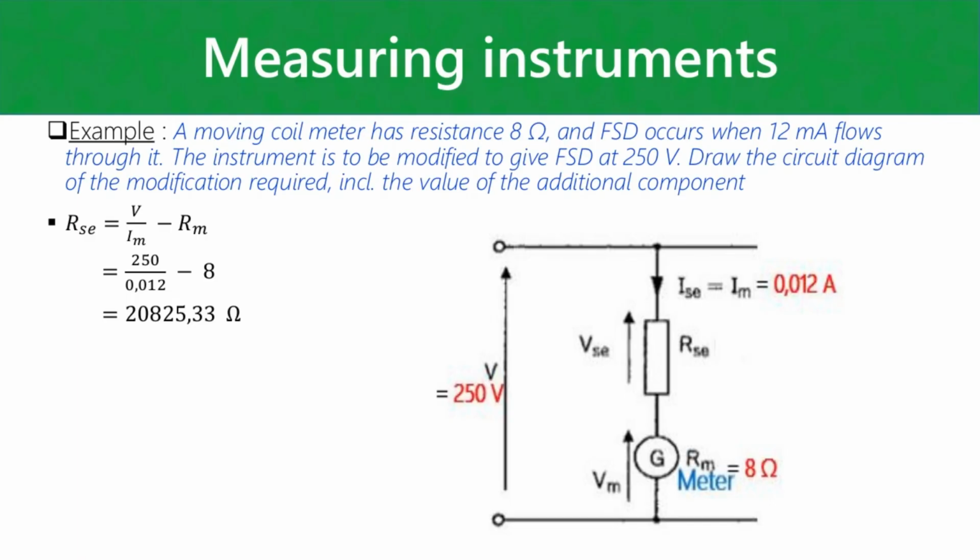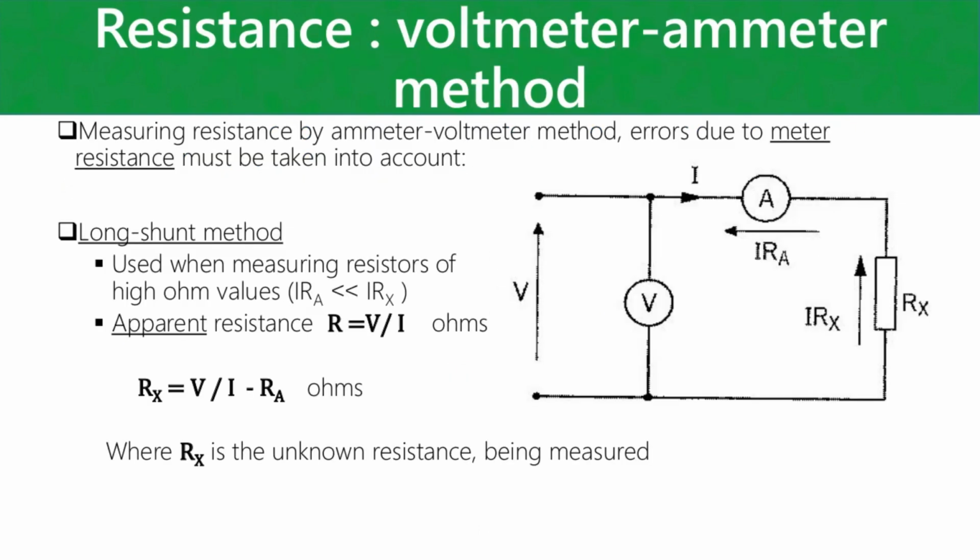And if we take a look at our series resistance here, how we calculate it: you just take your formula, stick all the values in, and you see we get 20.825 kilohms for our multiplier resistor here. Right. So pretty straightforward. I'll do a few exercises with you guys tomorrow.